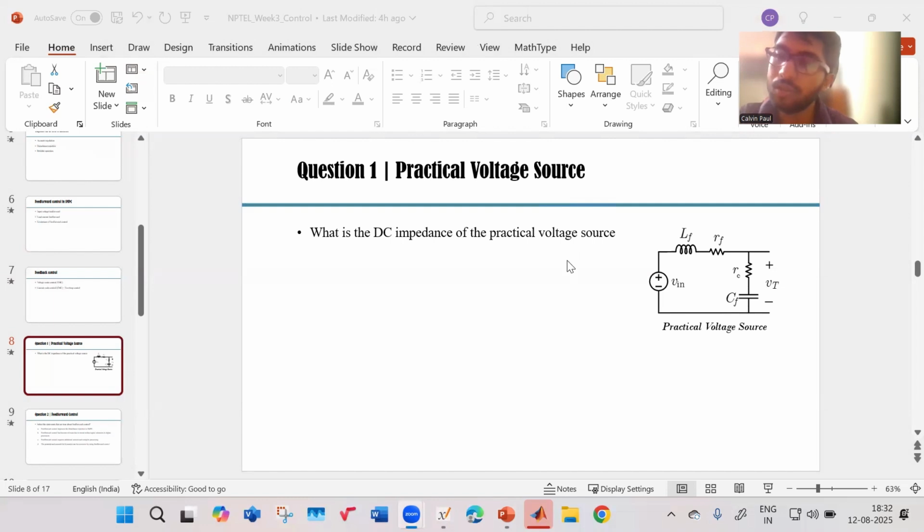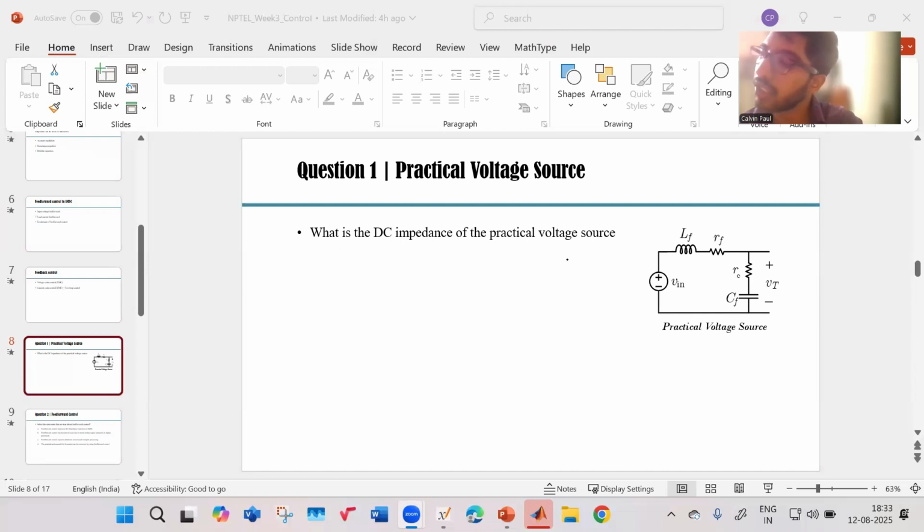Okay, so this is easy. What you should understand is in DC, your inductor is shorted and your capacitor is open circuit. So the capacitor is open circuit, no current can flow through the RC as well. So the output impedance of the practical voltage source is just your RF. So when your current increases, this VT will reduce depending on your RF.